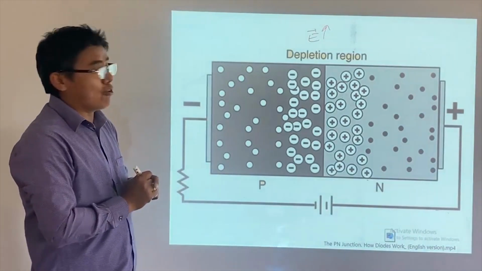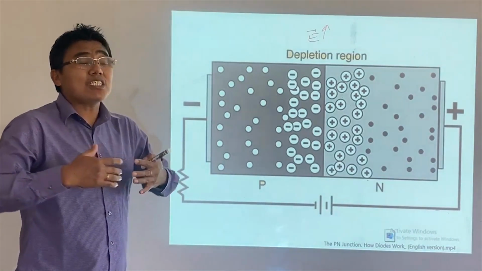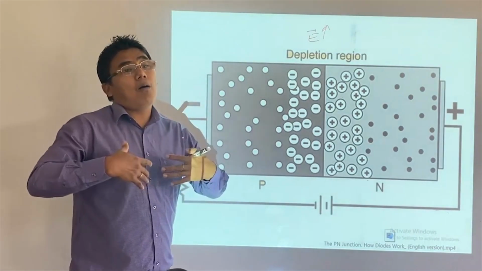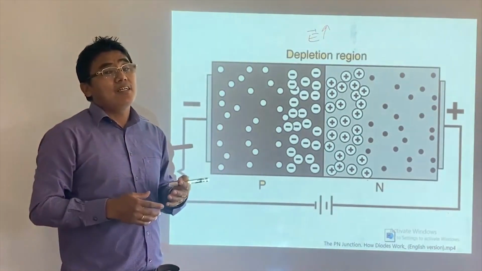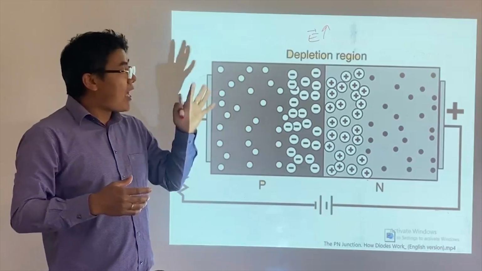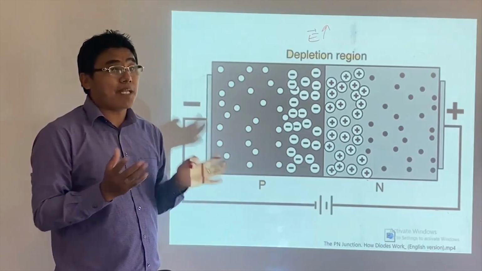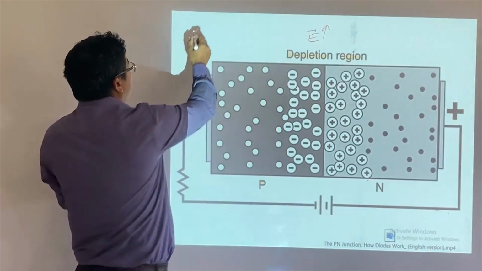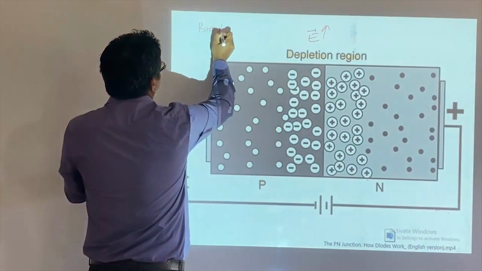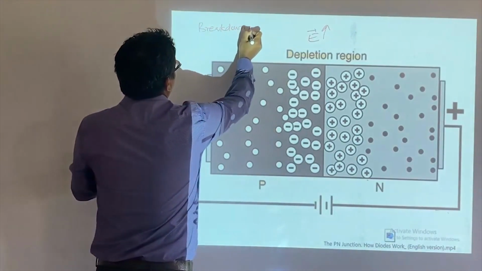The valence electrons, all right? Valence electrons, which are not free charge carriers, right? So now the valence electrons in the valence band get broken down. So therefore, this is what we call the breakdown voltage.